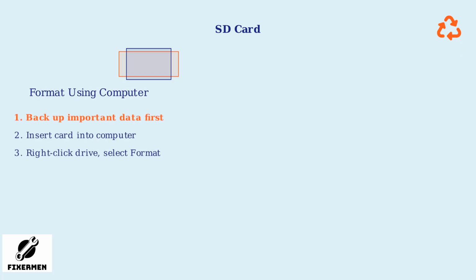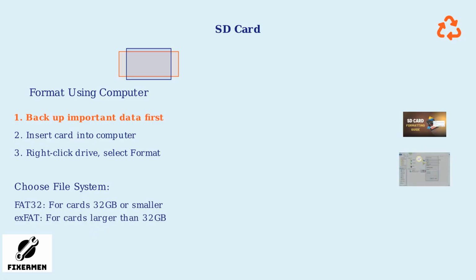Alternatively, format using a computer. First, back up any important data since formatting erases everything. Insert the card into your computer, right-click the drive, and select Format. For computer formatting, choose FAT32 for cards up to 32GB or exFAT for larger cards. These file systems organize data differently. FAT32 uses a simpler structure, while exFAT handles bigger files better.